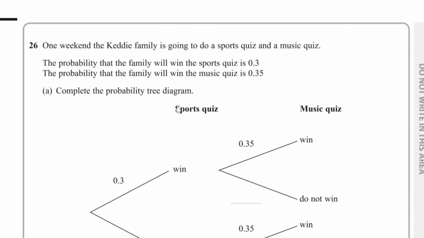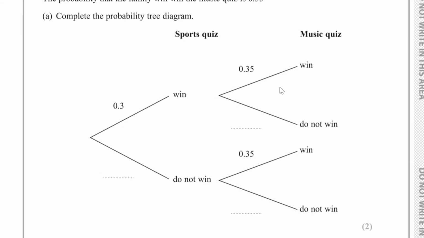Question 26. One weekend, the Keddy family is going to do a sports quiz and a music quiz. The probability that the family wins the sports quiz is 0.3 and the probability that the family wins the music quiz is 0.35. We have to complete the tree diagram. Well, if the probability of winning the sports quiz is 0.3, the probability of losing is 0.7. If the probability of winning the music quiz is 0.35, the probability of losing is 0.65. So here is the completed probability tree diagram.